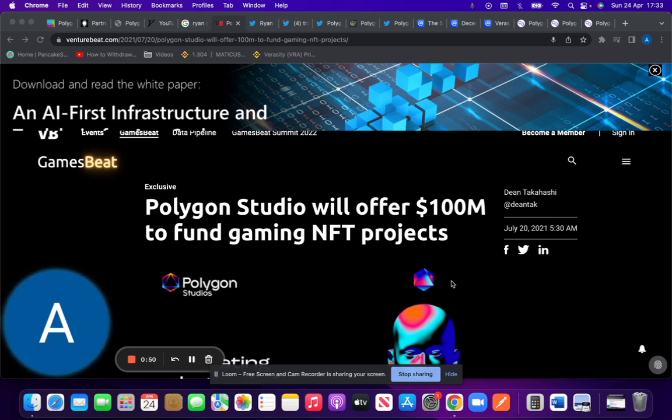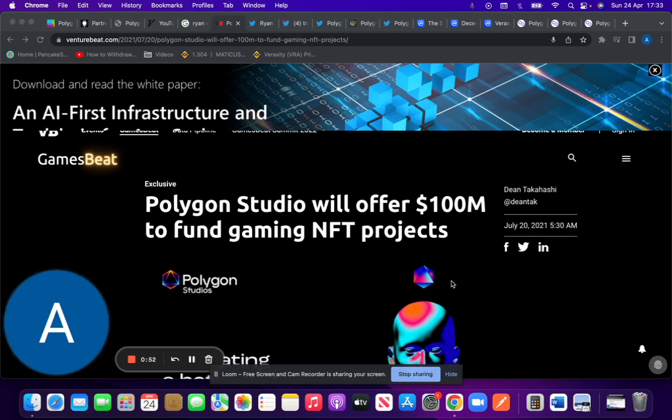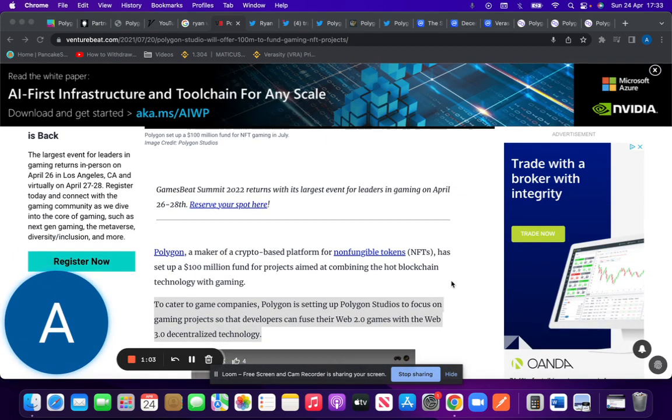In July 2021, Polygon announced that they would be opening up a gaming metaverse arm of their business called Polygon Studio, into which they will fund $100 million. The idea is that they want to essentially bridge the gap between Web 2.0 and Web 3.0. So they're targeting gaming projects so that developers can fuse their Web 2.0 games onto Web 3.0 technology.